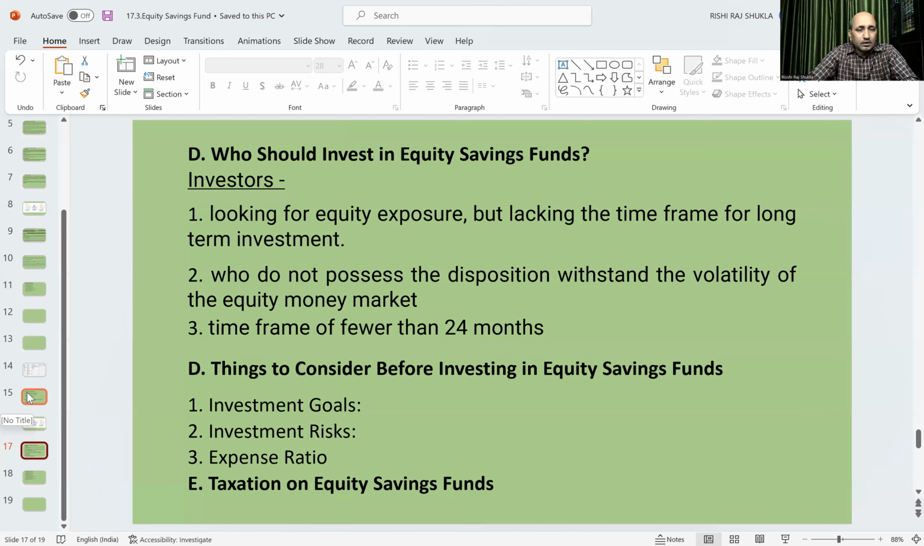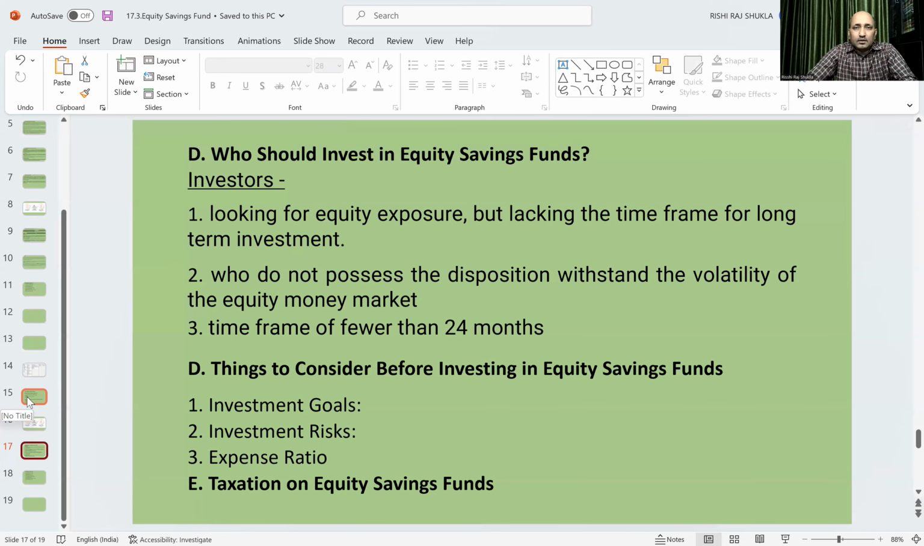And of course, the expense ratio we must see. We should see which scheme is providing the lowest expense ratio, and we should go with that. Last one is taxation on equity savings schemes. As 65 to 90% is in equity and arbitrage, and as we know, arbitrage is also treated as equity, overall taxation will be as per equity mutual funds.